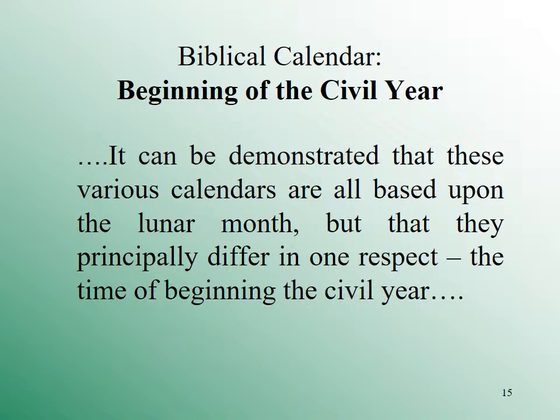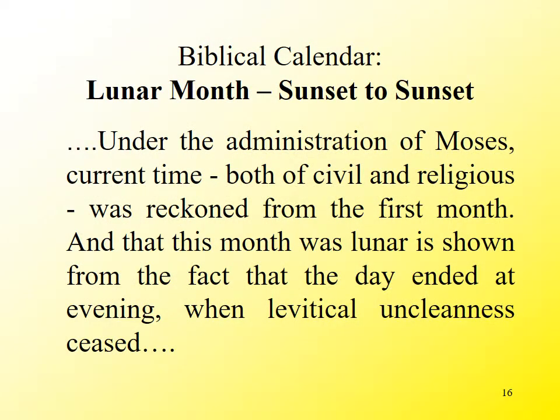It can be demonstrated that these various calendars are all based upon the lunar month, but that they principally differ in one respect, the time of beginning the civil year. The biblical calendar and the lunar month, sunset to sunset. Under the administration of Moses, current time, both civil and religious, was reckoned from the first month, and that this month was lunar is shown from the fact that the day ended at evening when Levitical uncleanness ceased.